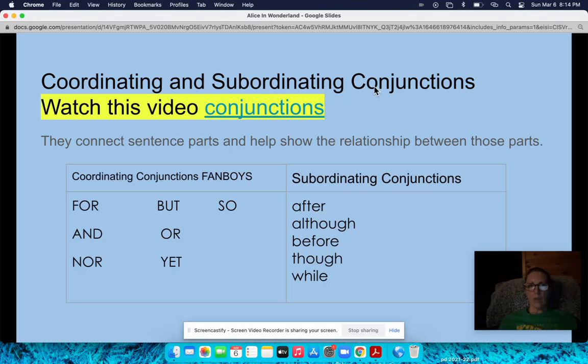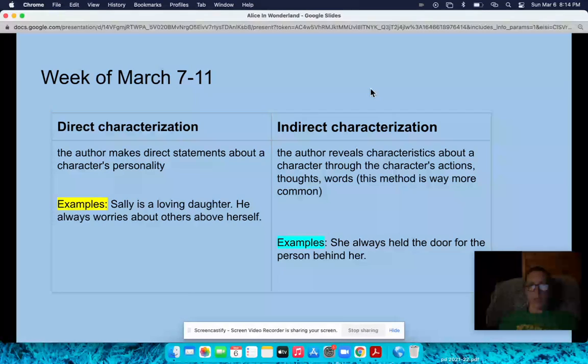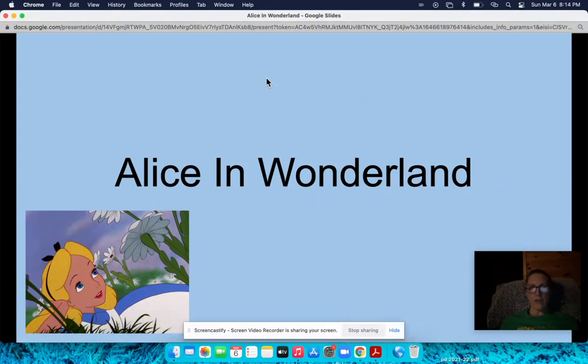Hello, everybody. So, this week, as you're reading Alice in Wonderland, I created this Google slide. And in this slide, you will find some different lessons, things that you're going to be learning this week. You're not reading the full story of Alice in Wonderland, you just have an excerpt, so a part of the story.